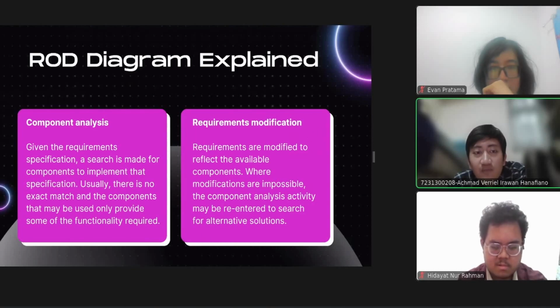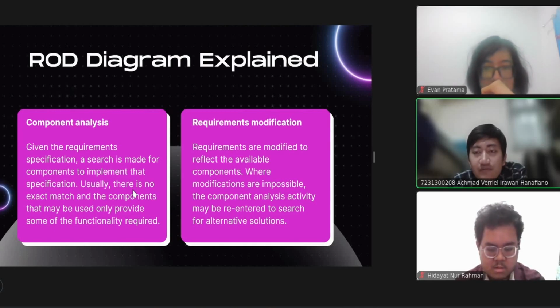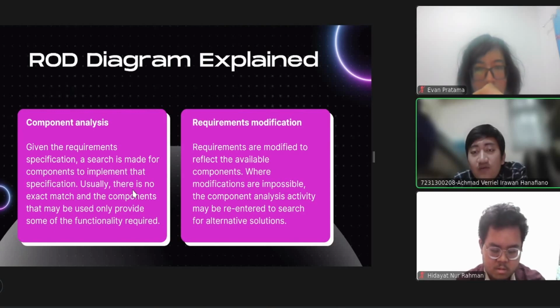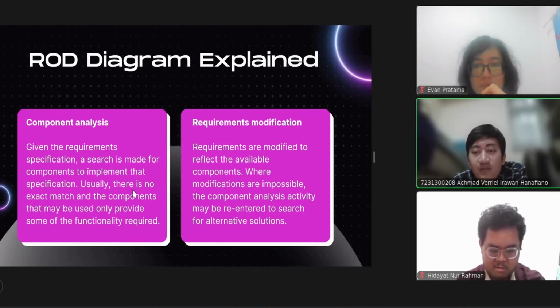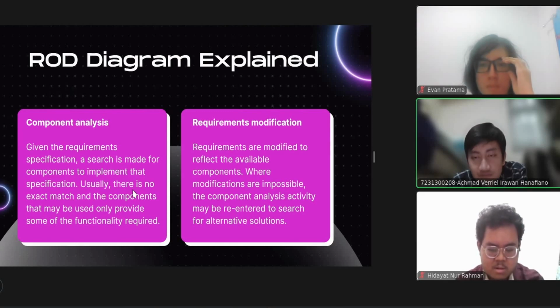So what is component analysis? Given the requirement specification, a search is made for components to implement that specification. Usually, there is no exact match and the component that may be used only provides some of the functionality required. What is requirement modification? Requirements are modified to reflect the available components. Where modifications are possible, the component analysis activity may be re-entered to search for alternative solutions.